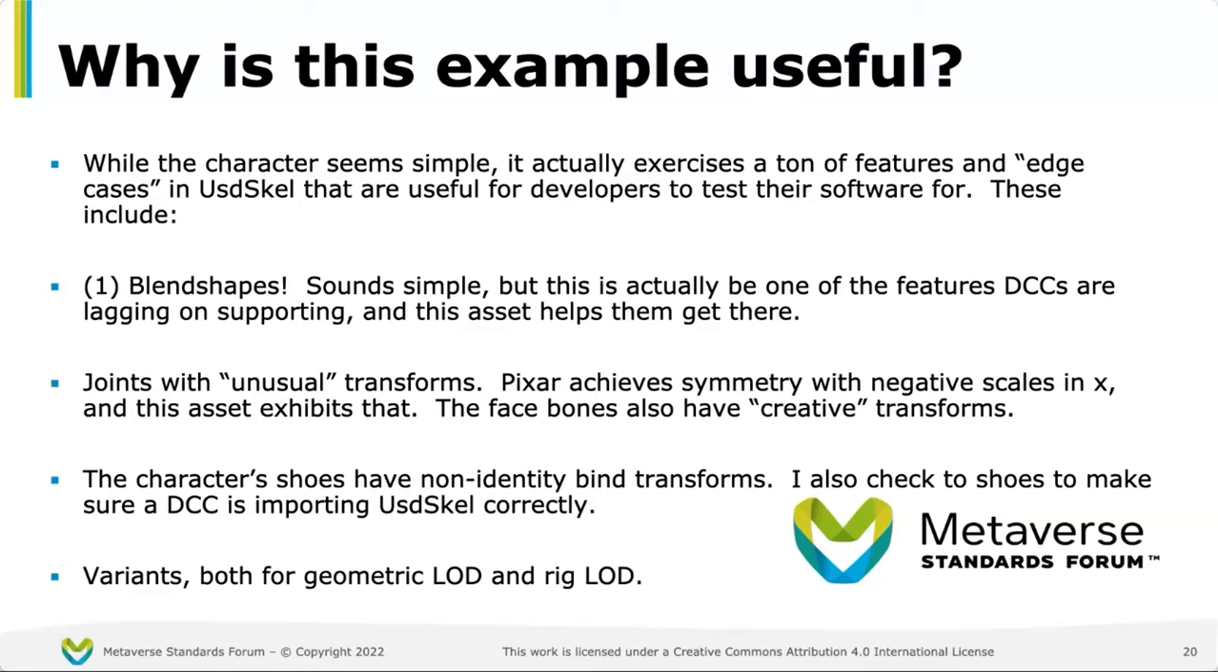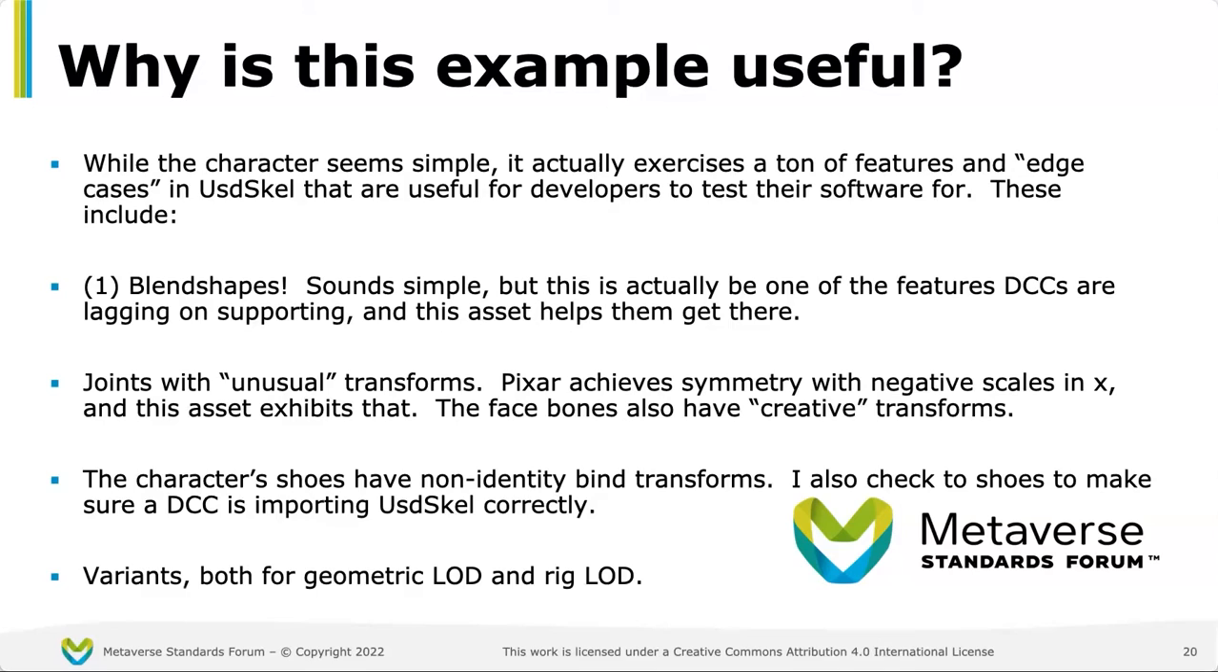Another is there are joints with unusual transforms. Some systems don't support negative scaling in joints, and this very much has negative scaling because Pixar's rig uses negative X scale for symmetry to basically reflect one side of the body to the other. And that's very much in all the transforms. So we've noticed some packages just don't like that. And that's one of the things we hope is a standard thing because a lot of people rig with negative scales.